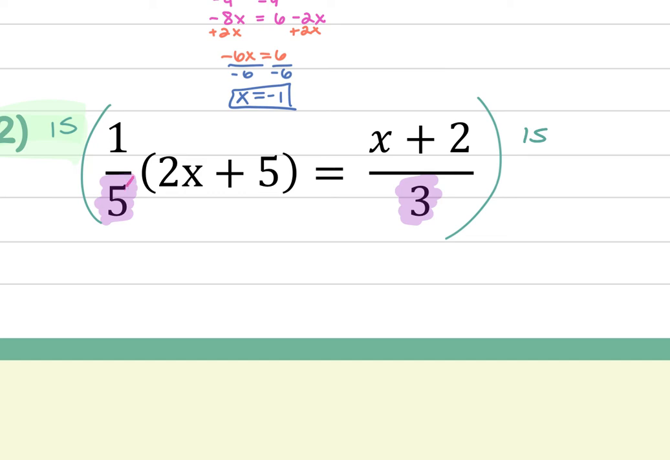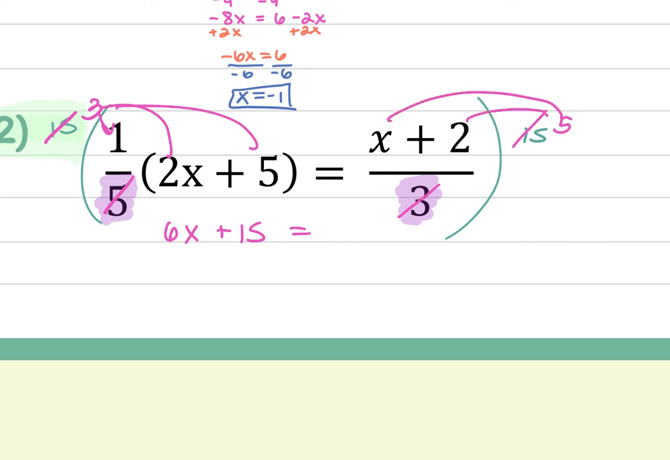Now on the left, the 5 goes into 15 3 times. So I'm going to multiply the 3 times 1, which means I'm just distributing 3 in here. If there was something other than a 1 in the numerator, I would multiply that by 3 first and then distribute it. So I get 3 times 2x, which is 6x, and 3 times 5, which is 15. On the right-hand side, 3 goes into 15 5 times, and I'd multiply the 5 times both of these. So 5 times x, which is 5x, and 5 times 2, which is 10.